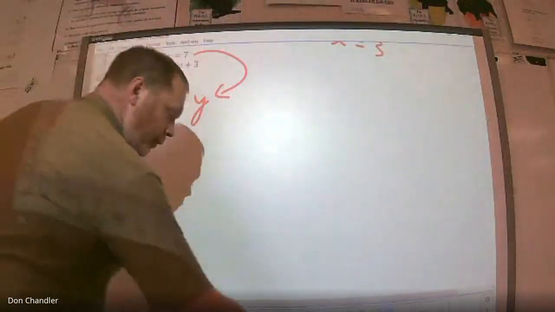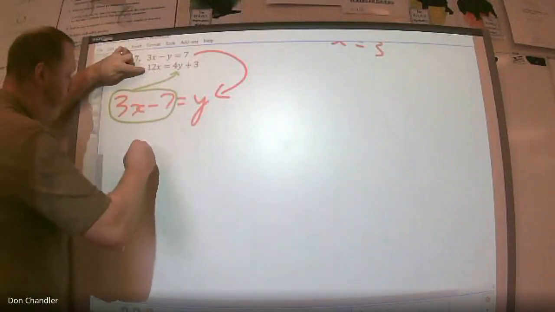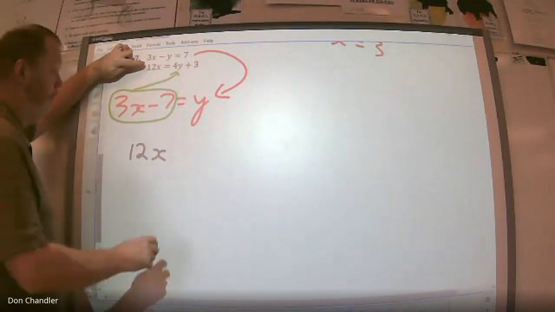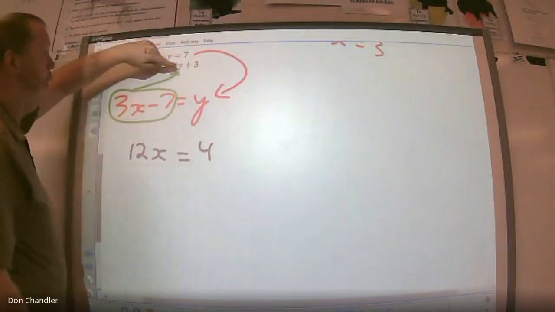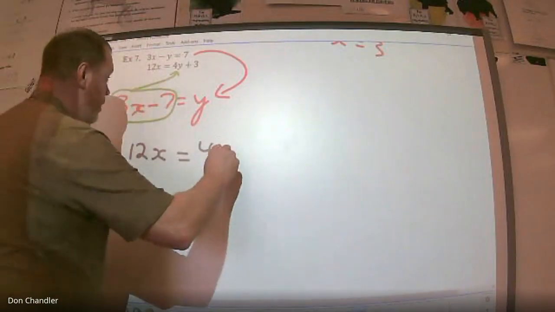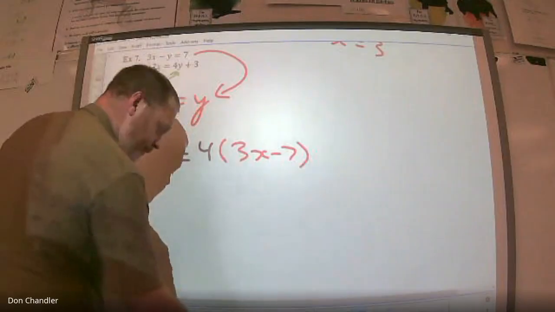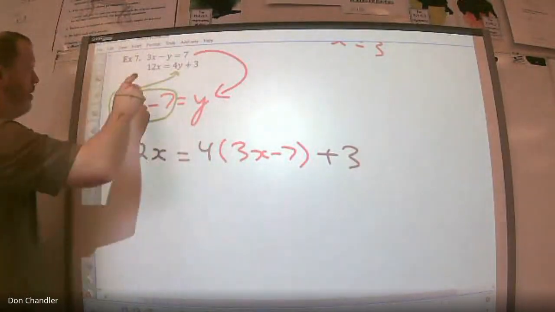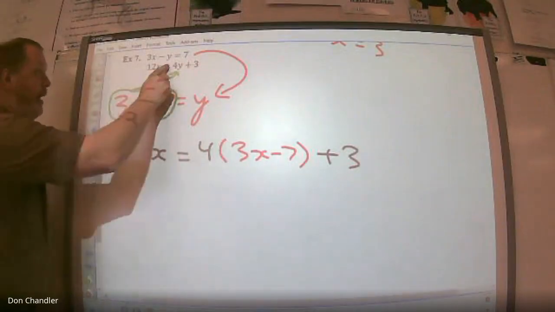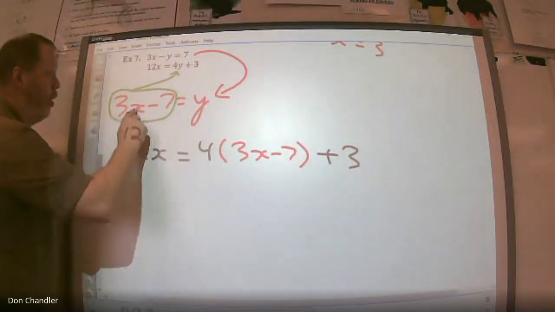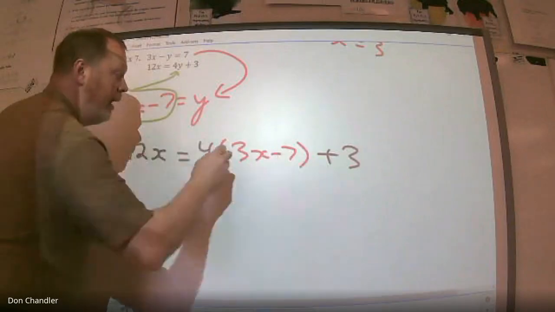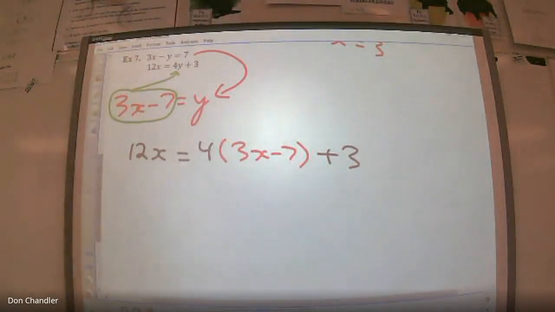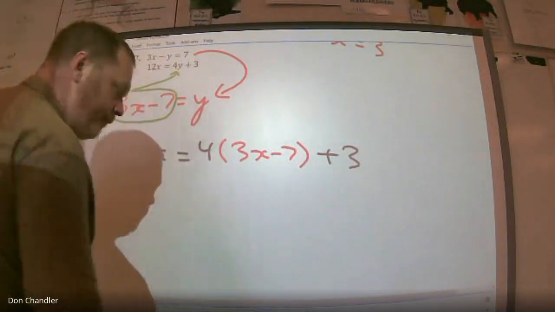So what do we got? Here, I'll do it in black because that's what I've been doing all class. 12x stayed, equals 4. Now what's y? y is 3x minus 7, plus 3. Notice 12x stayed 12x, equals 4, equals 4. 3x minus 7 is y, plus 3. I will fire that 4 into the bracket and I will figure out what the heck x is.